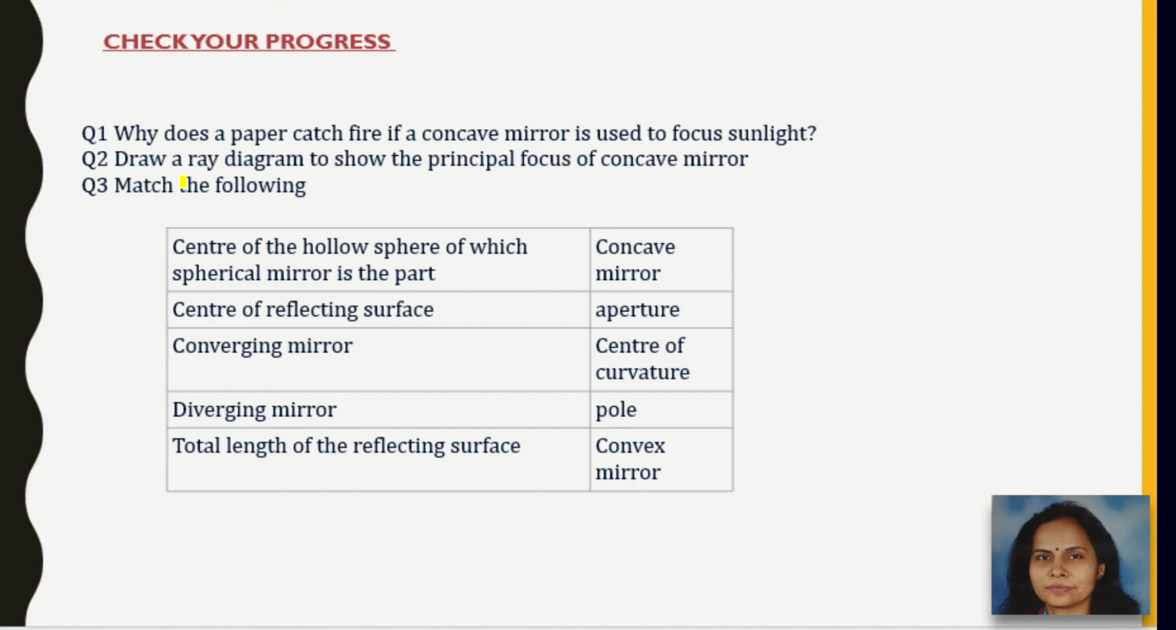Match the following. That will be an interesting one. Center of the hollow sphere of which the spherical mirror is a part: you can see it is the center of curvature. Center of the reflecting surface, that means the center of the aperture: it is your pole, right? Converging mirror is your concave mirror. Diverging mirror is your convex mirror. Total length of the reflecting surface is the aperture.